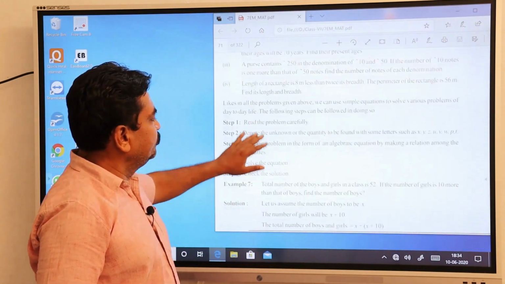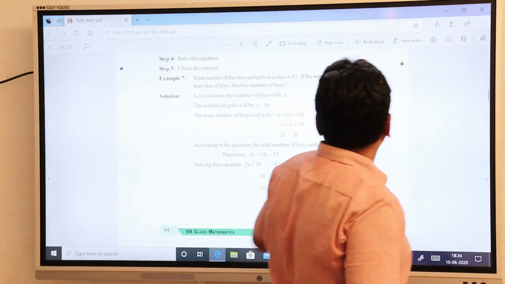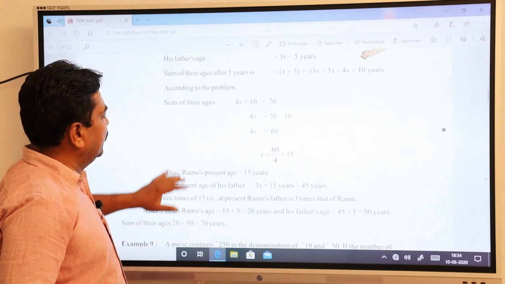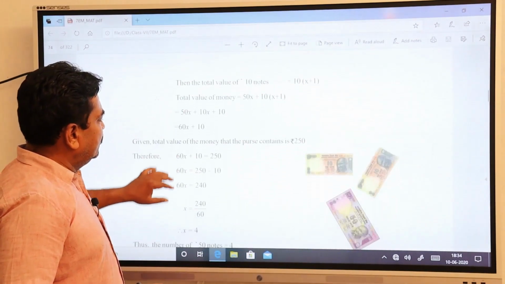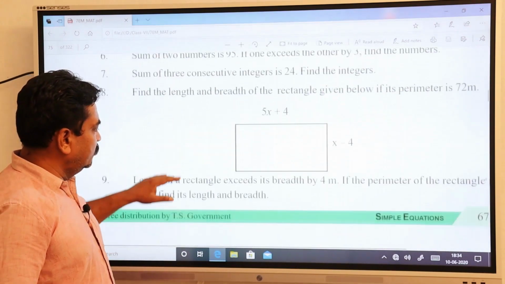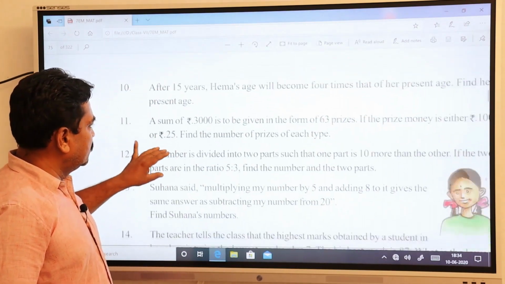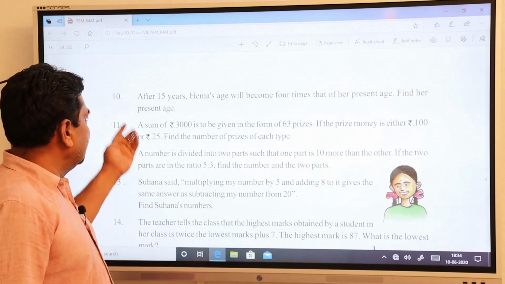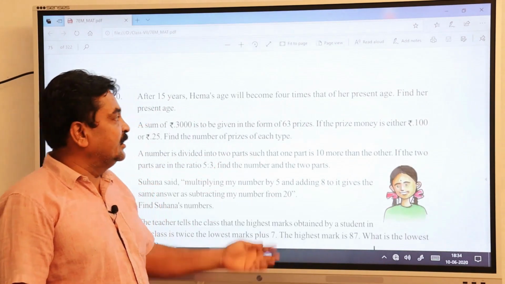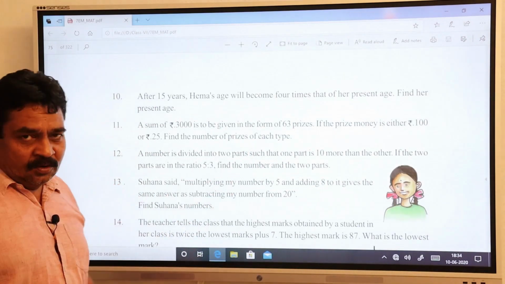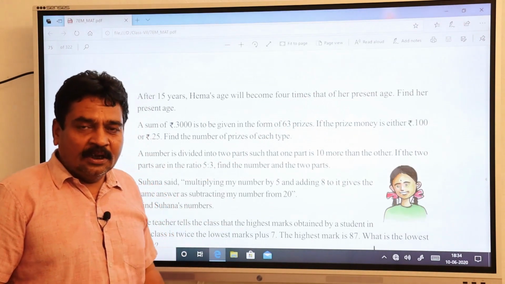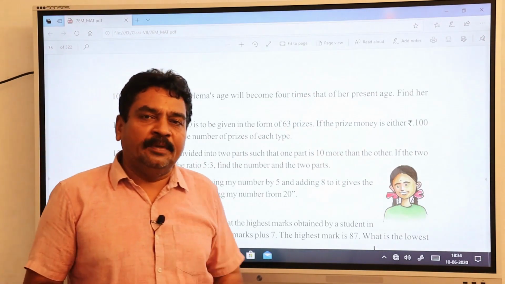Complete the exercise. We'll go to the third exercise, which is very, very important. You just think. Third exercise. Here you have beautiful questions about age. For example, see here: after 15 years, Hema's age will become 4 times that of her present age. Find her present age. So these kinds of questions are all English sentence statements. You have to change them into mathematical statements.